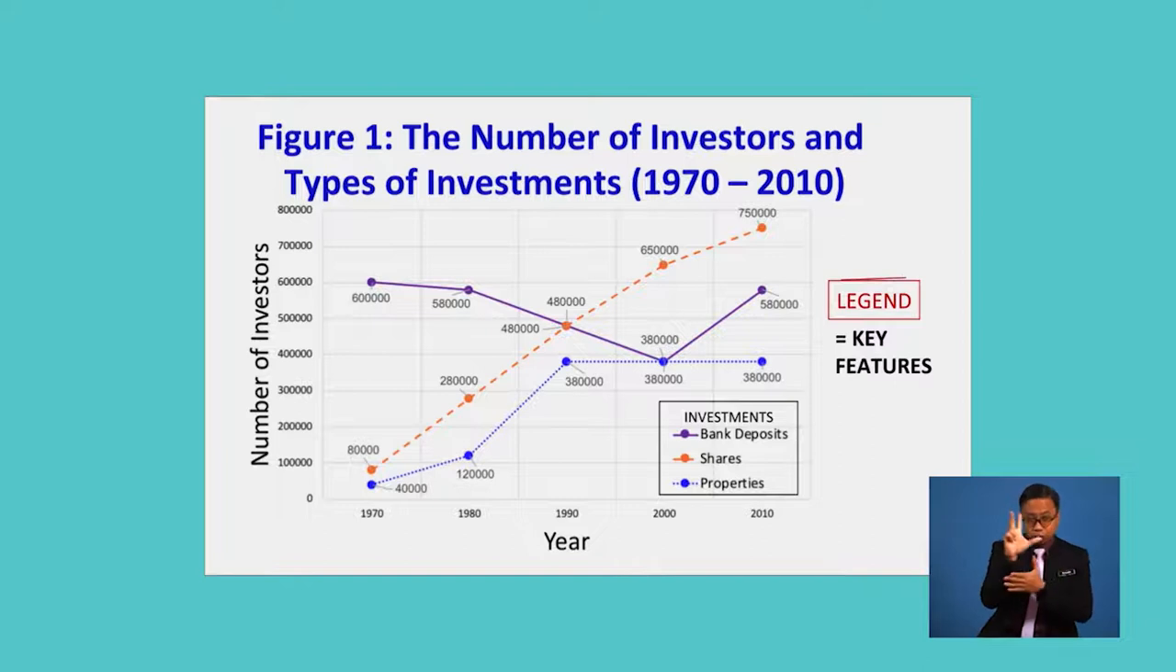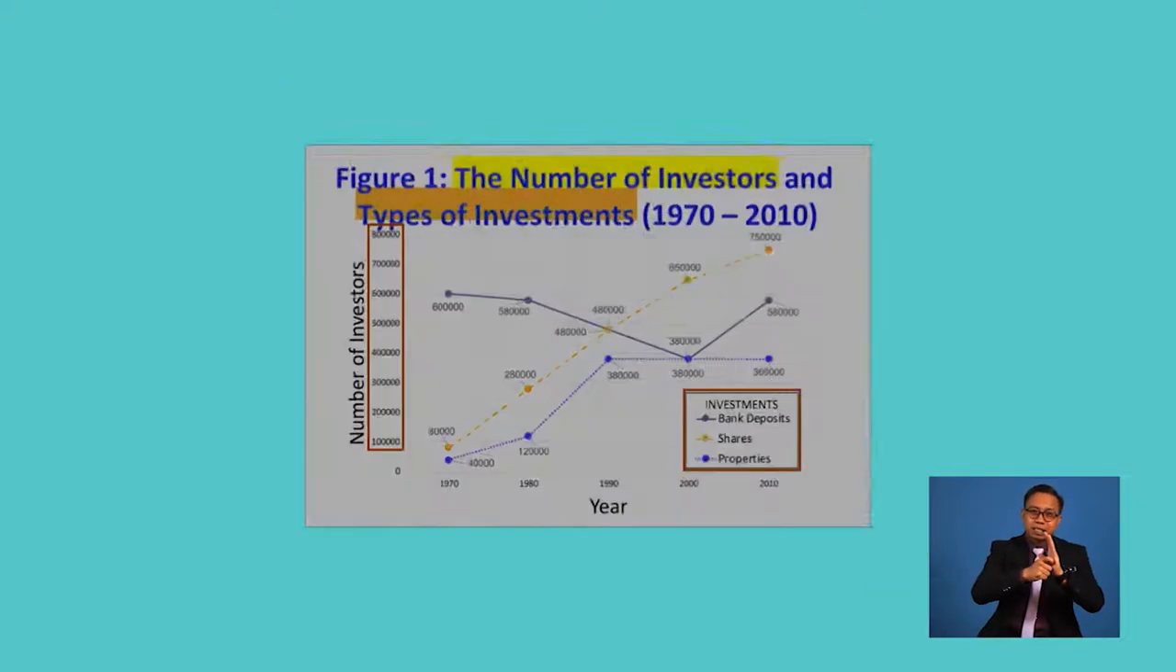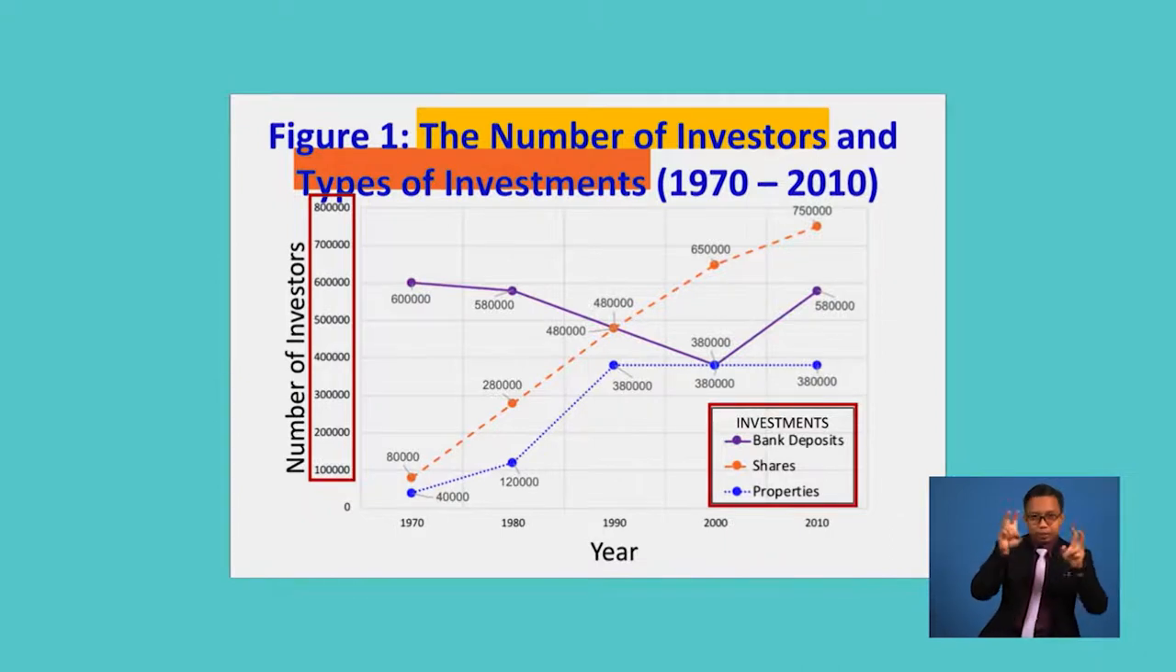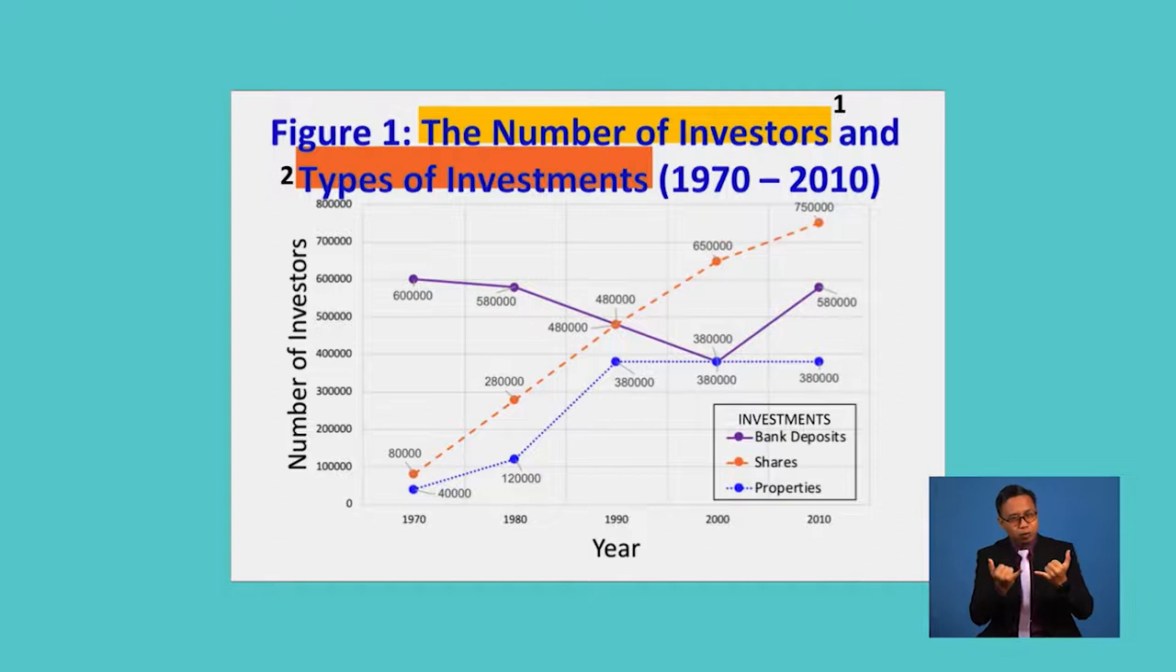These 3 types of investments are the other key features. Look again at the title of the visual. The number of investors, which is represented by the figures, and types of investments, which are represented by bank deposit, shares, and properties. Now, how many sets of key features do you see? Yes, you are correct. There are 2 sets of different key features, namely the number of investors and types of investments. Another important element is which time frame these two key features represent.